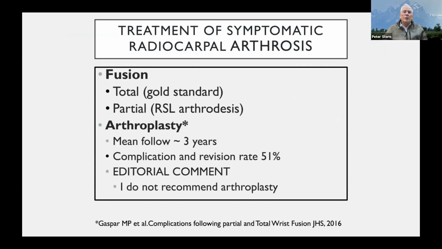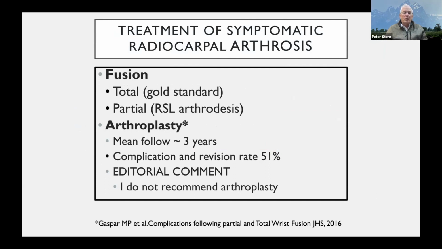So in terms of treating symptomatic radiocarpal arthrosis, there are two choices. One is an arthrodesis, the gold standard. The other choice, if the mid-carpal joint is well preserved, is to do a partial wrist fusion. Usually I do a radioscapholunate arthrodesis, occasionally just one of the two bones.